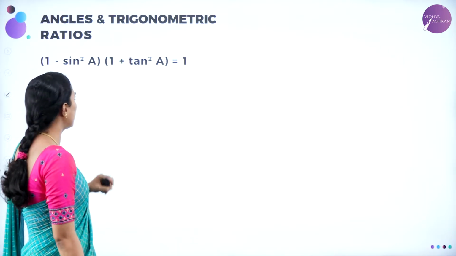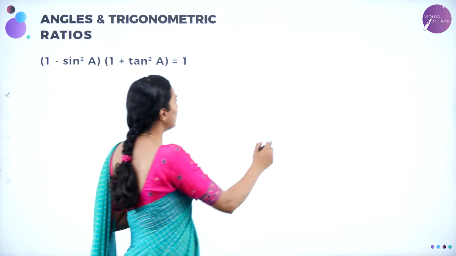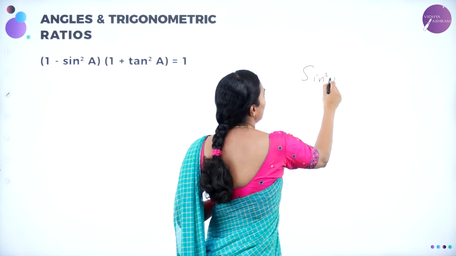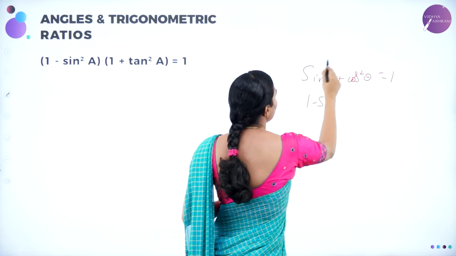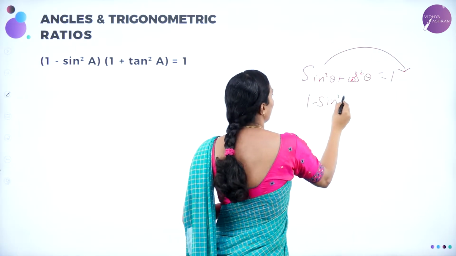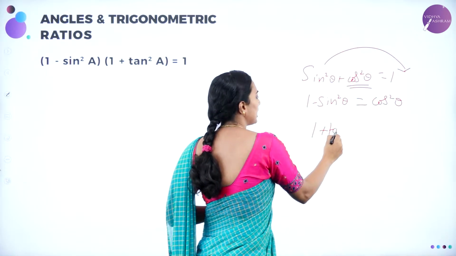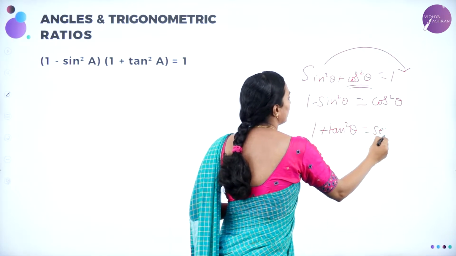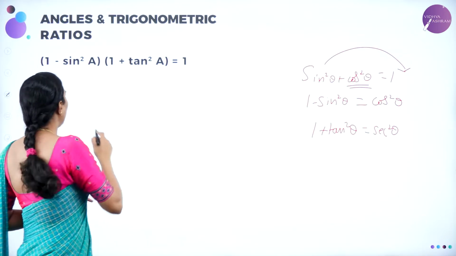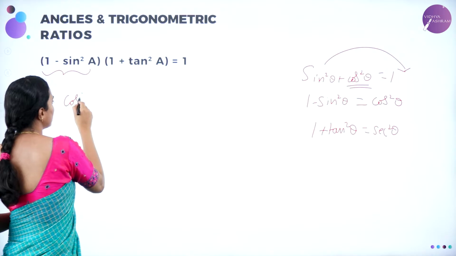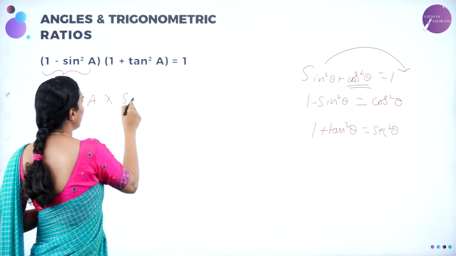Prove that 1 minus sine squared A into 1 plus tan squared A is equal to 1. Here we'll be using two identities: sine squared theta plus cos squared theta is equal to 1. They have given 1 minus sine squared. Bring sine squared to that side, it will become 1 minus sine squared theta can be written as cos squared theta. Similarly, you know the identity 1 plus tan squared theta can be written as secant squared theta, as we wrote in the last problem. So here in place of theta you are having A. Therefore I can write 1 minus sine squared A as cos squared A, and 1 plus tan squared A as secant squared A.